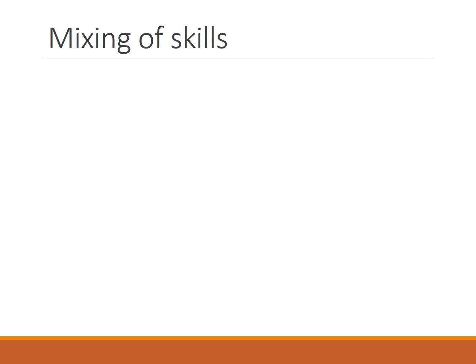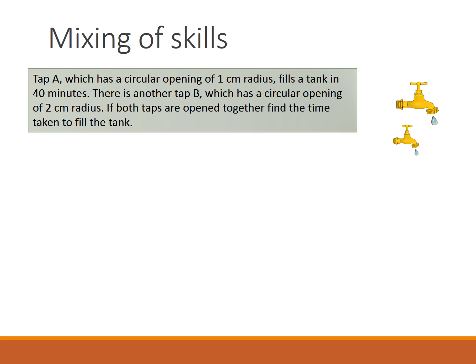So let's discuss the first difference, that is mixing of skills. We'll try to understand this by using an example. We have an Olympiad question which says that there are two taps, A and B. Tap A, which has a circular opening of 1 centimeter radius, fills a tank in 40 minutes. And then there's another tap, tap B, which has a circular opening of 2 centimeter radius. If both the taps are open together, find the time taken to fill the tank.